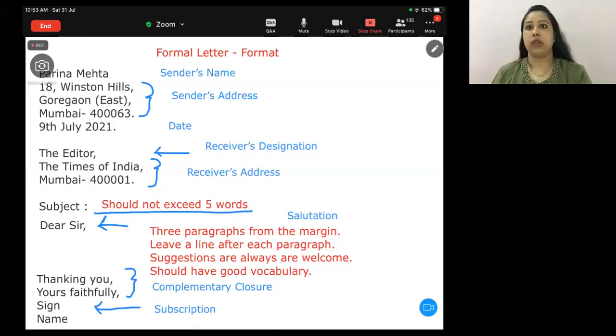See here, everybody. I started with Parina Mehta as sender's name in the beginning, and then my complimentary clause. See, nowhere else I have my name. I directly have my name after yours faithfully. Signature, that is my subscription and my name. So it is after the complimentary closure that I have my name. Nowhere else. I hope this is clear.